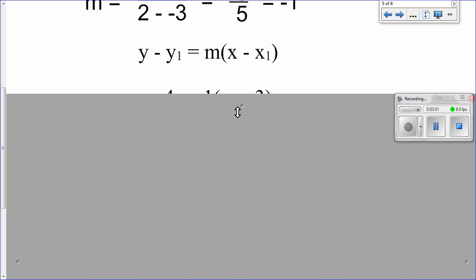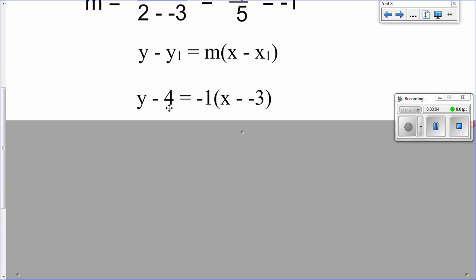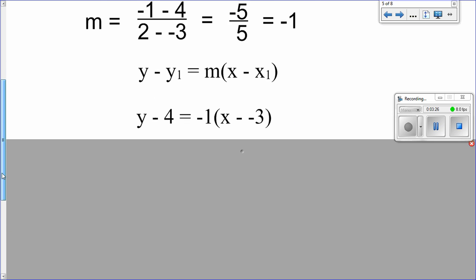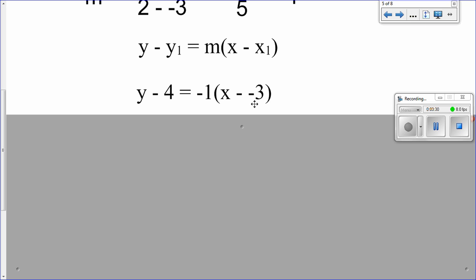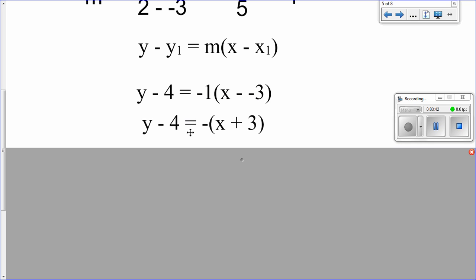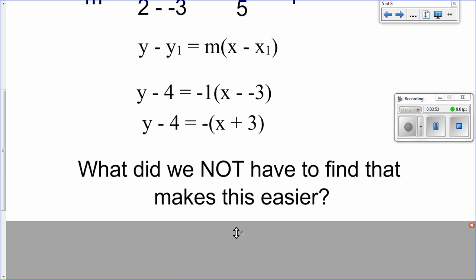Here's the format we can put it in, our point-slope form, and we're going to substitute in 4 and negative 3. One of our points, again, was (negative 3, 4). We could also use (2, negative 1) if we want, and we'll get the same results. M, our slope, was negative 1. Since I used (negative 3, 4), we end up with x minus negative 3. We don't want to leave it like that. And we also don't have to write negative 1 in front of the parentheses. Instead, you want to clean it up a little bit and put in y minus 4 is equal to negative parentheses x plus 3, close parenthesis. And you have the equation of a line.